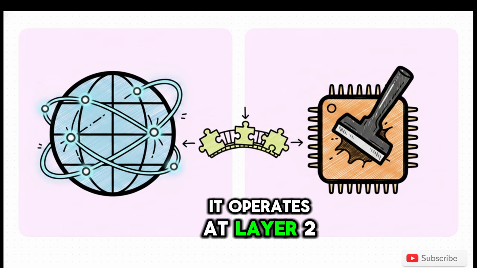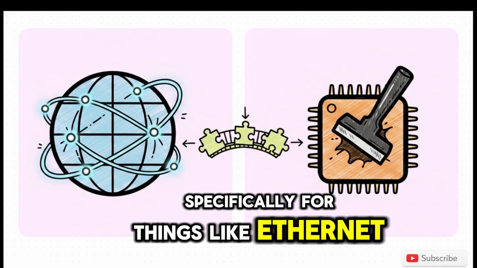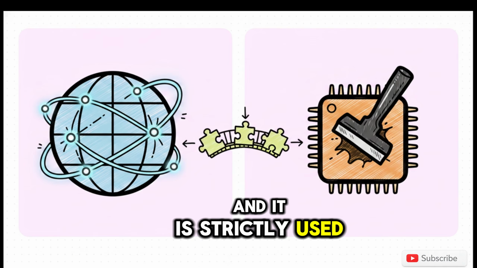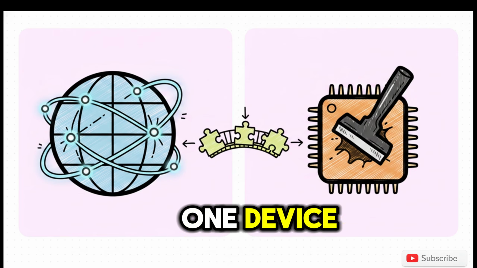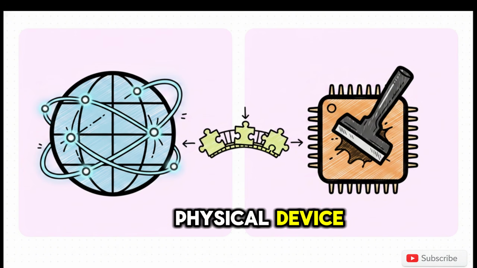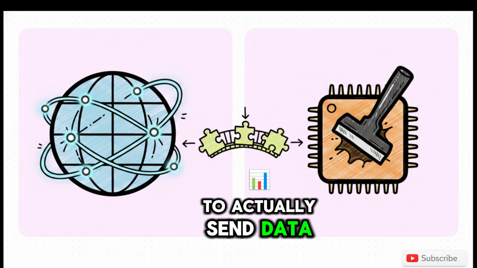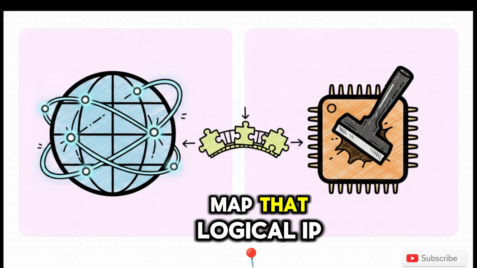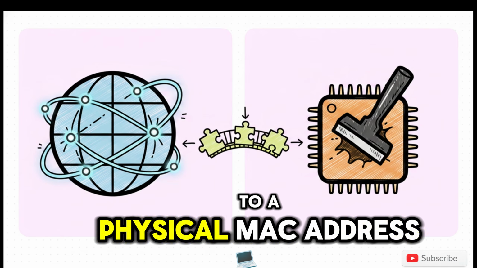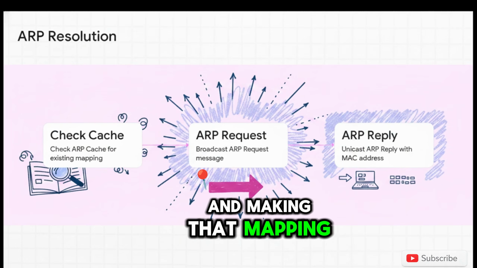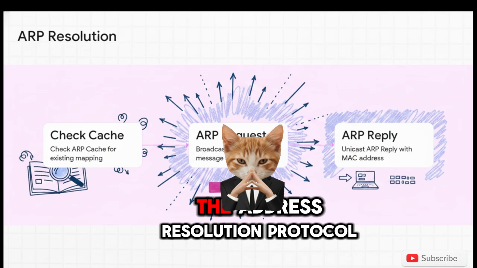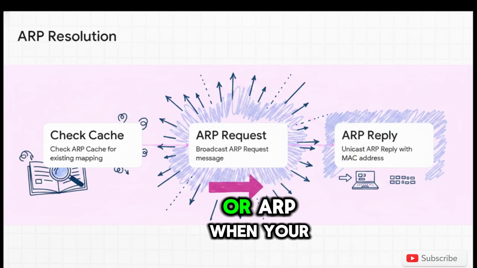It operates at layer 2, specifically for things like Ethernet and Wi-Fi, and it is strictly used to deliver frames from one device to the very next physical device within the same local broadcast domain. To actually send data, your laptop has to map that logical IP to a physical MAC address, and making that mapping happen is the exact job of the Address Resolution Protocol, or ARP.